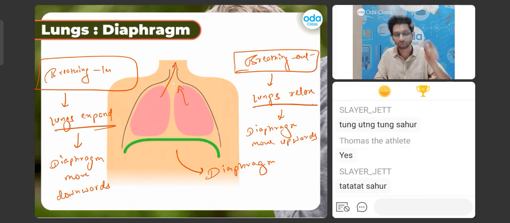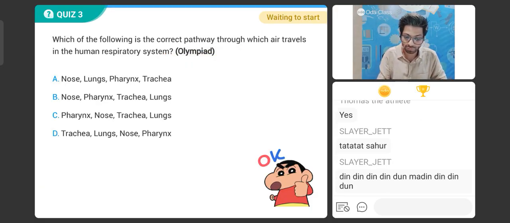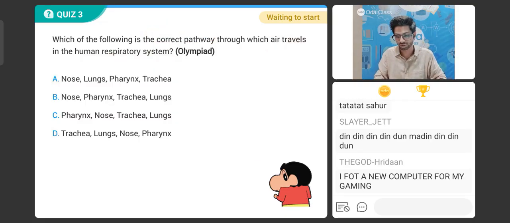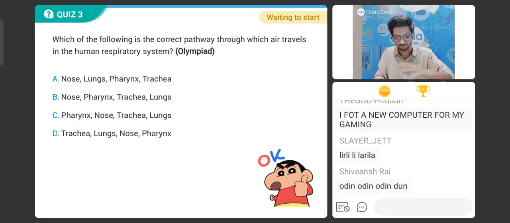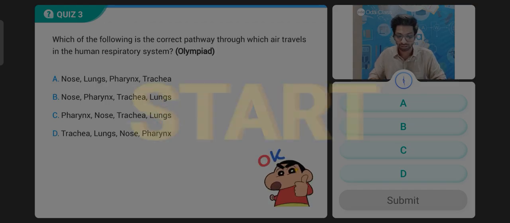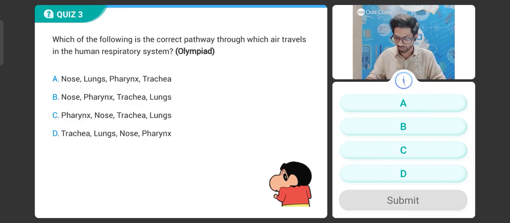Now, let's solve the next question. This is going to be the last revision question for you, everybody, and this is an Olympiad question. Which of the following is the correct pathway for the air to travel in our respiratory system? In which part will the air come first, then second, then third, and fourth? This is the last revision question, and then we are going to start today's topic. Go on, everyone. Submit your answer.